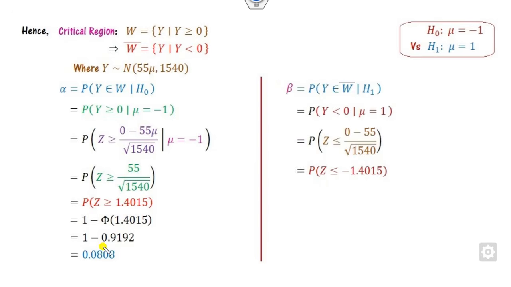Similarly, we can start with the value of beta. We can substitute this value in z. Z is nothing but y here.